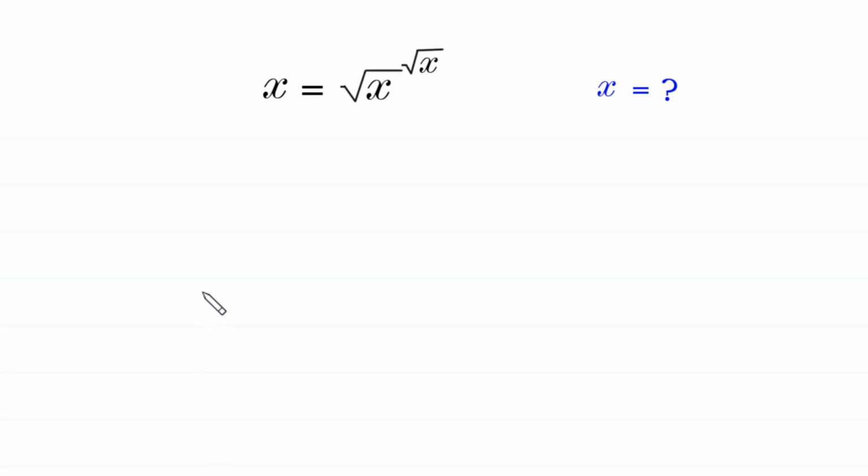Hello, welcome to how to solve this very nice exponential equation. x is equal to square root of x to the power square root of x, and we need to find all possible values of x.